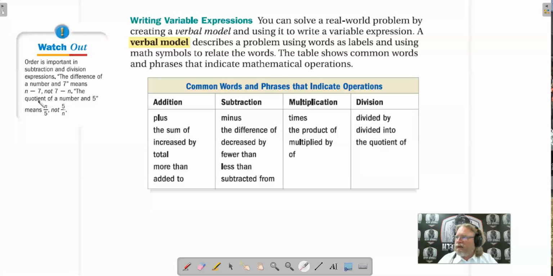So the quotient, and that means divide, we'll see that over here, right there, the word quotient.